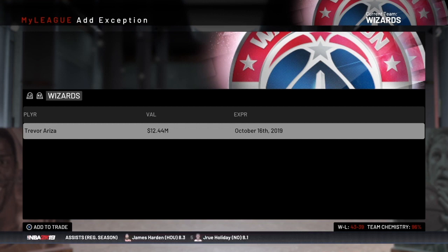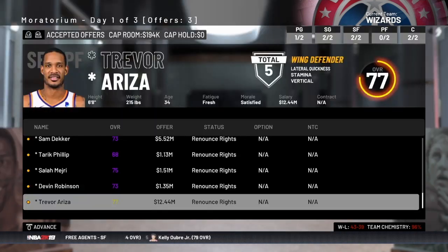So if you don't use the trade exception in a trade, then what's going to happen is it's just going to fall off the books and you won't be able to take advantage of it. One thing you've got to be careful of is in the off season, you have to decide whether you want to keep your trade exception or you want to renounce the rights to it. And I did a whole video on cap holds and renounce rights, and I'll put a link to that in the corner, so if you want to review how those rules work.